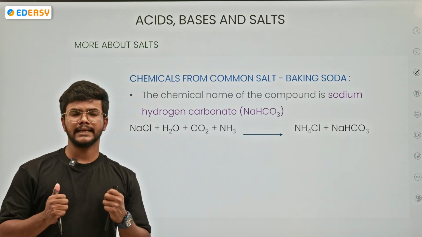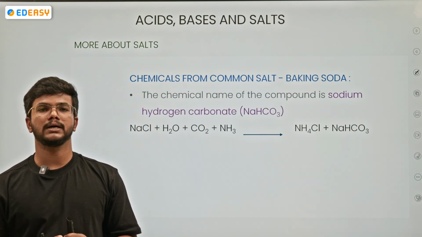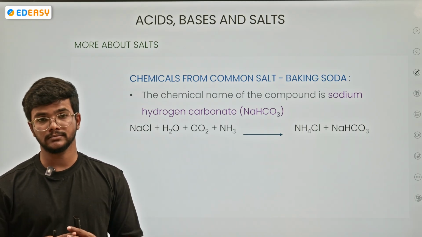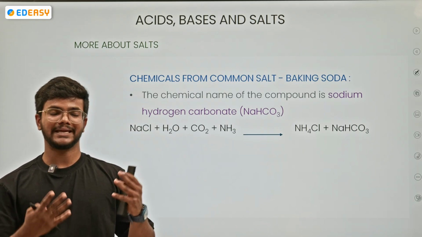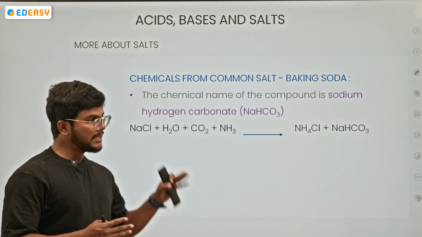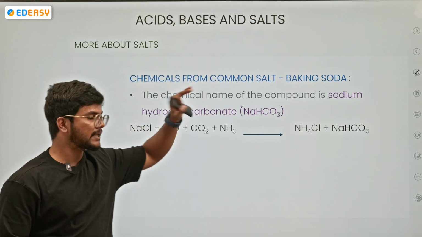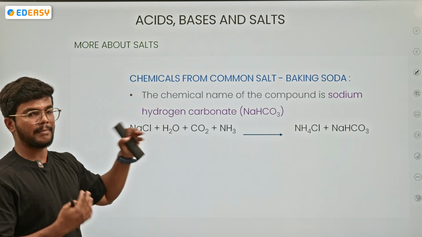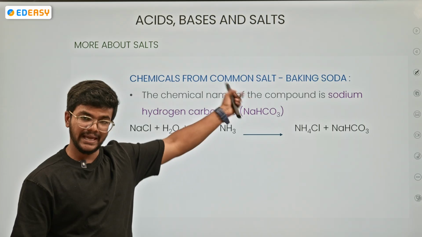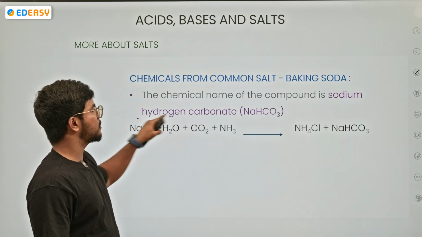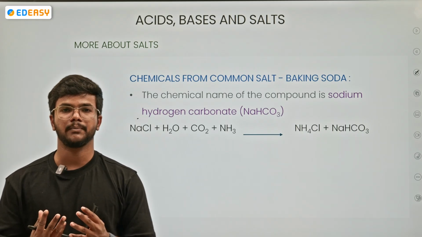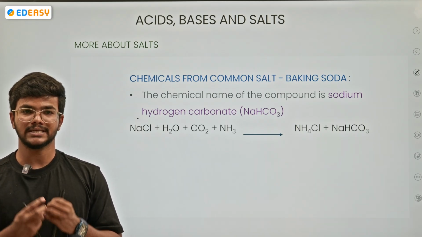Okay, so in day-to-day life we use baking soda in the kitchen for making pakoda or any kind of crispy things. Here, baking soda is sodium hydrogen carbonate, that is the chemical name. So how can this sodium hydrogen carbonate be manufactured with the help of sodium chloride, which is a common salt?